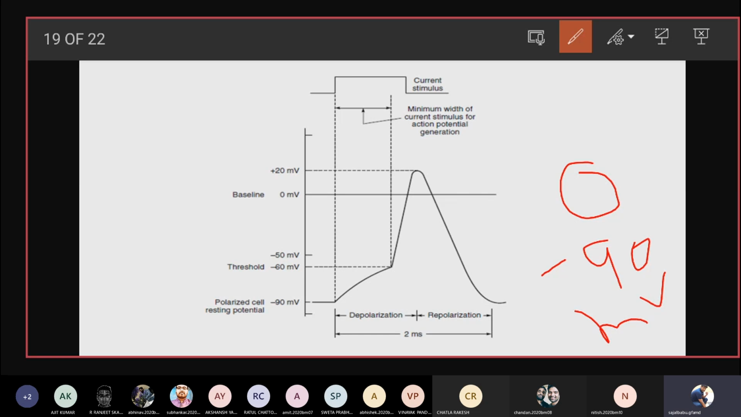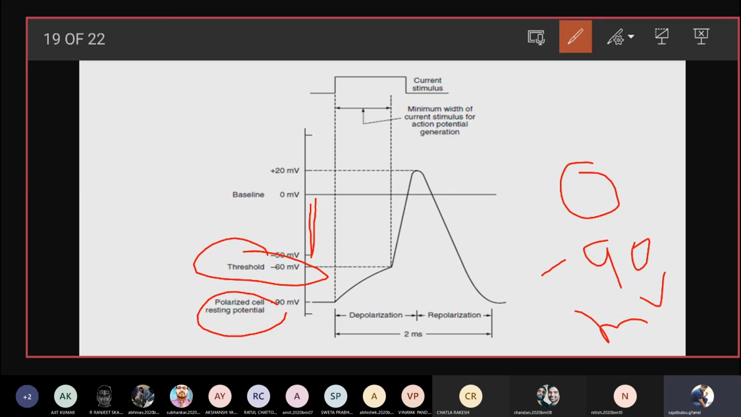So this curve represents how the waveform will vary. Initially this is the polarized cell, the resting potential, minus 90 millivolts. Let us consider a stimulus has occurred, and this stimulus should be between minus 90 and minus 60 millivolts. If the stimulus is less than that, like minus 70, minus 80, then it is not going to depolarize the cell. So let us consider the stimulus of minus 60 millivolts has occurred, and your cell starts depolarizing.